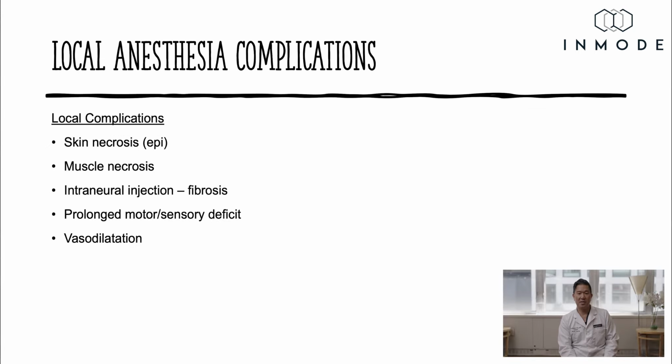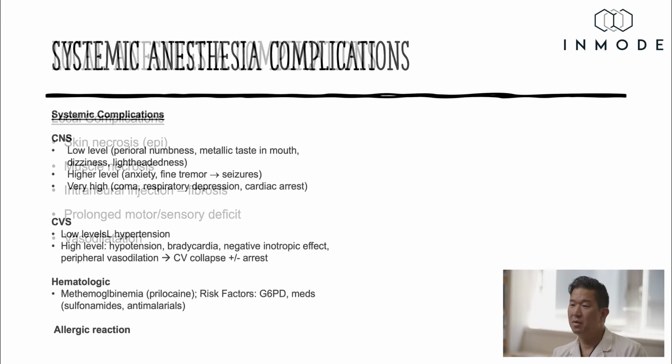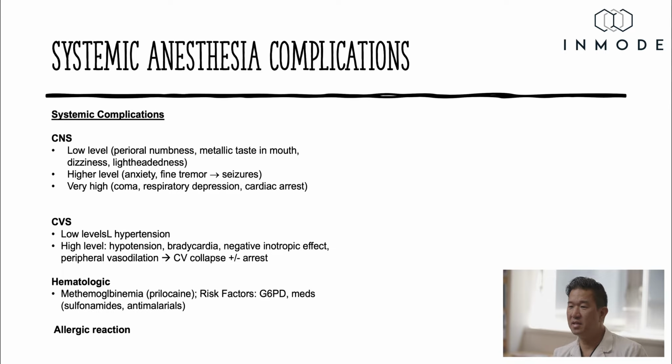Local anesthesia complications with misinjection may occur with skin necrosis, muscle necrosis, intraneural injection, prolonged motor and sensory deficits, as well as unintended vasodilatation. These are very rare complications, but may occur when the practitioner is not experienced or aware of the anatomical implications. More importantly, systemic anesthesia complications may occur when improperly dosing the patient with the local anesthetic agent. This usually occurs in a temporal or chronological event where a patient may elicit symptoms and signs in various orders.